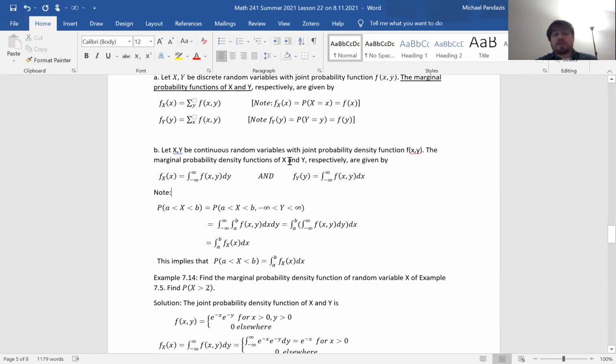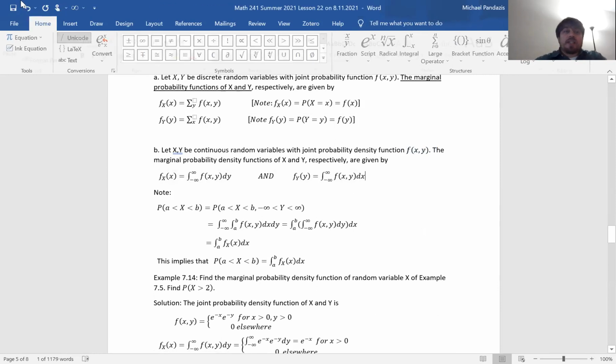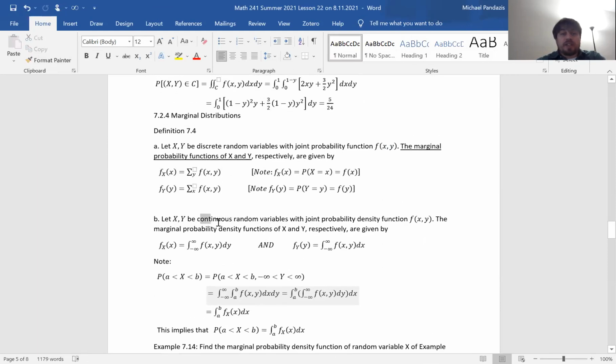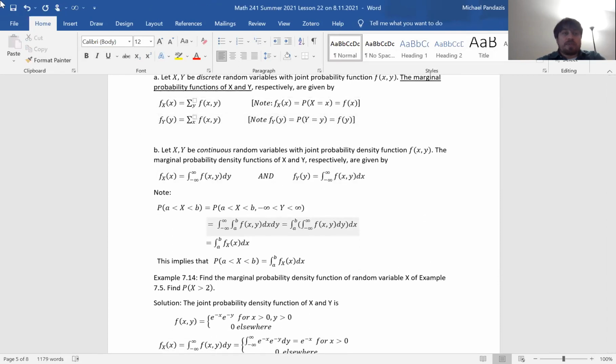B, let x, y be continuous random variables with joint probability density function little f of x comma y. Okay, good. The marginal probability density functions of x and y respectively are given by, but this is for continuous, right? Keep in mind that this is for continuous. So I'll italicize the word continuous here, and we'll italicize the word discrete there, because that's why we have different equations for what has the same name, because they're not the same thing. They're for different types of random variables.